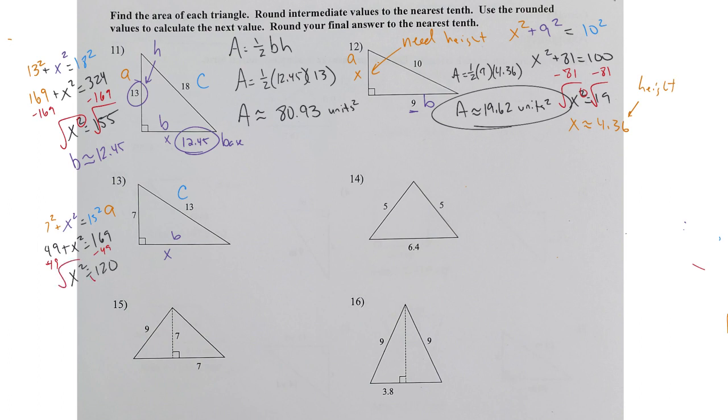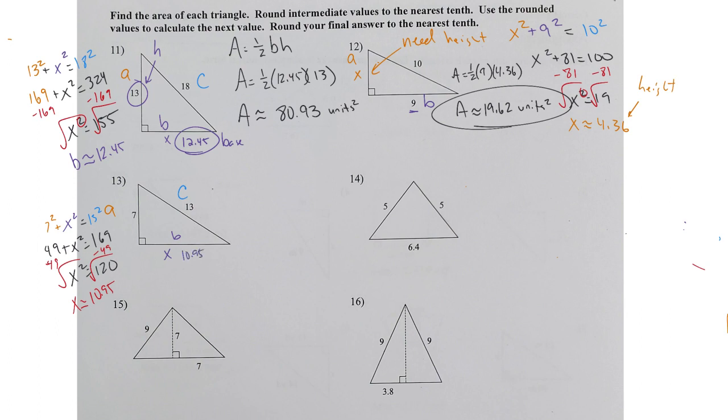Now to find out my base, I'm going to square root both sides. So I'm going to say square root of 120. I end up with about 10.95. So x is about 10.95. So that's my base.